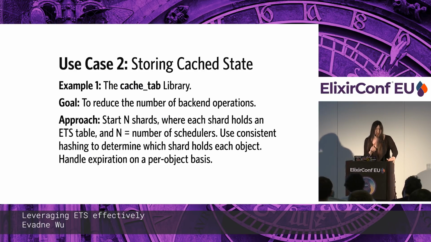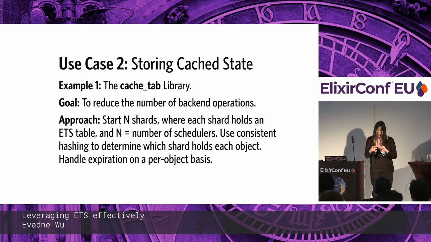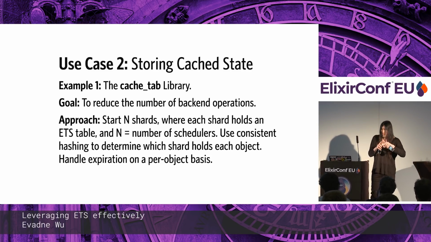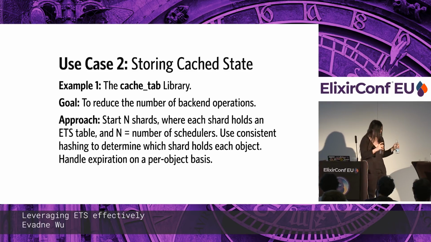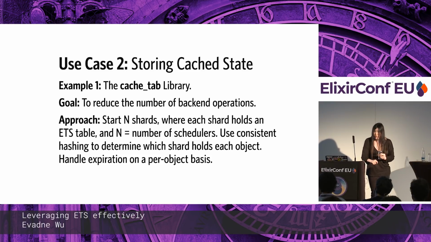All right. So the second use case is simpler. It's called storing cache state. In this case, you can still reconstruct the state if you want to, but you don't necessarily want to do it all the time because it takes so long to reconstruct the state. So you want a cache layer. To this end, I have two examples for you. The first one is the cachetab library from Process One.